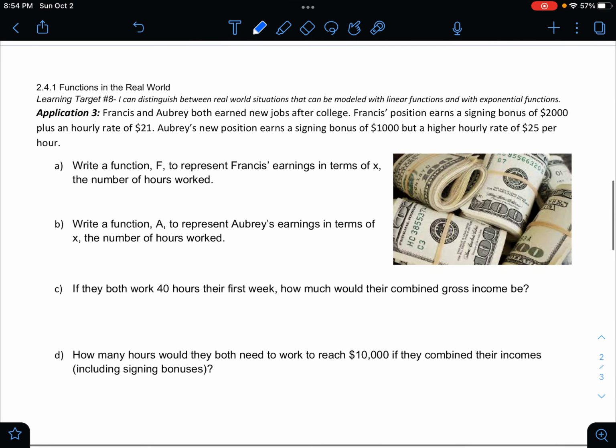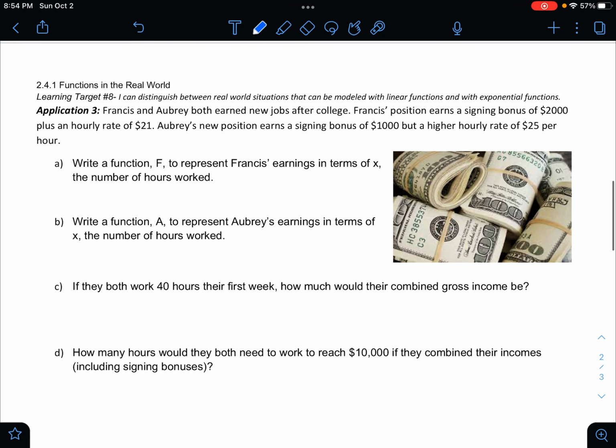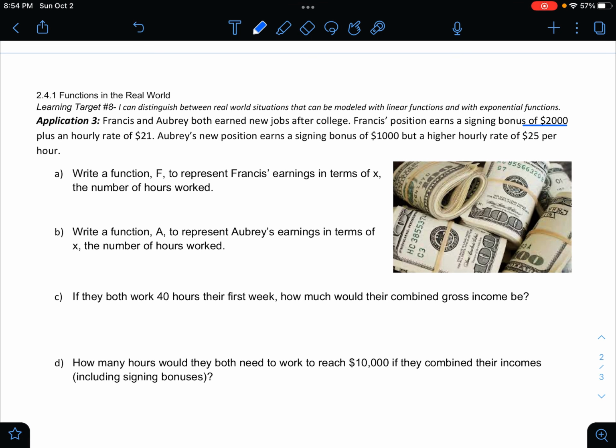Okay, application number 3. Francis and Aubrey both earned new jobs after college. Francis's position earned a signing bonus of $2,000 plus an hourly rate of $21. Aubrey's new position earns a signing bonus of $1,000, but a higher hourly rate of $25 per hour. Okay, write a function f to represent Francis's earnings in terms of x, the number of hours worked. Okay, so Francis, signing bonus of $2,000, and then an hourly rate of $21.